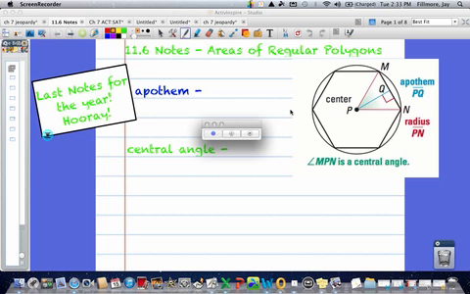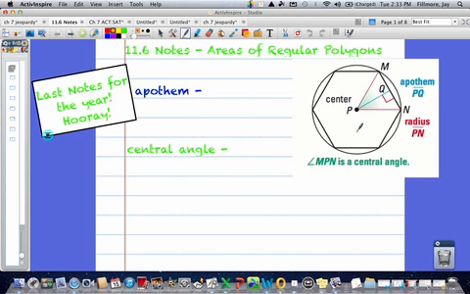Today we're talking about section 11.6, finding the areas of regular polygons, whether it's a regular hexagon or a regular octagon or a nonagon or something like that. It is also the last section we'll be covering this year. That's an exciting thing.